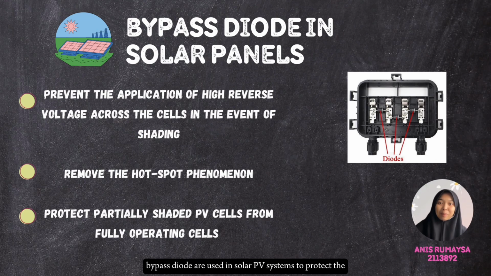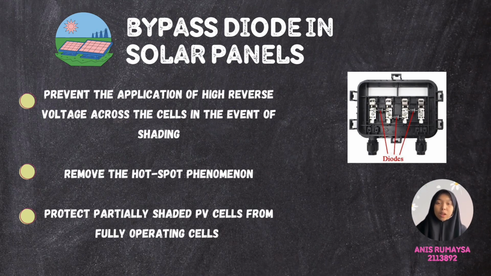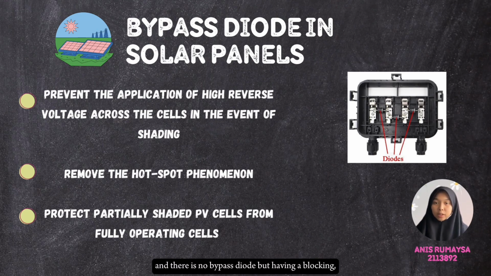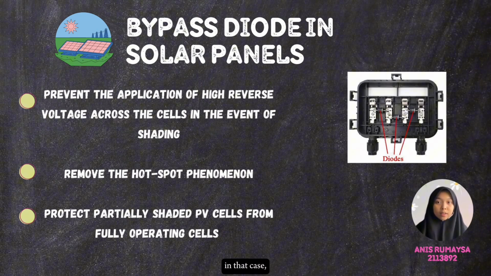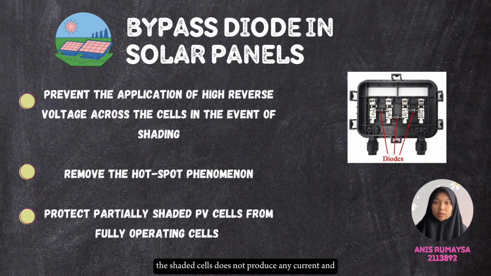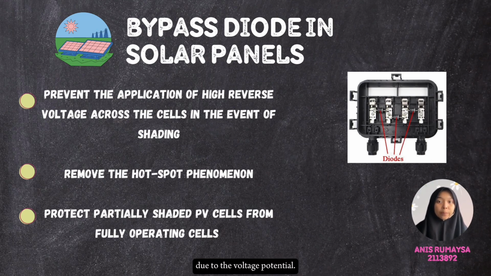Particularly, bypass diodes are used in solar PV systems to protect the partially shaded cells from fully operating cells in the full sun within the same module, which are connected in series. If a PV cell is in a shaded area and there is no bypass diode but only a blocking diode, in that case, the shaded cell does not produce any current, and the current will flow through the shaded cell due to the voltage potential.